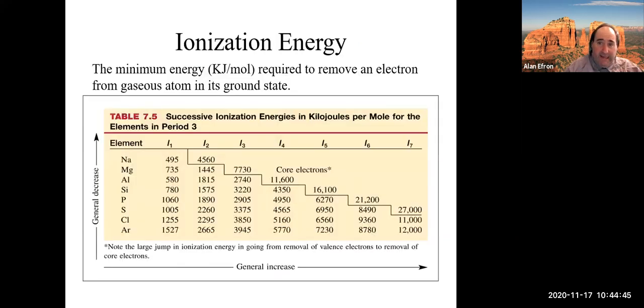Now, ionization energy is the energy that's required to remove an electron from an atom in the gas phase. So when something loses an electron, that is the energy needed to basically pry off an electron. The general trend on the periodic table is that as you go to the right and up, the ionization energy increases. And as you go down, it decreases.